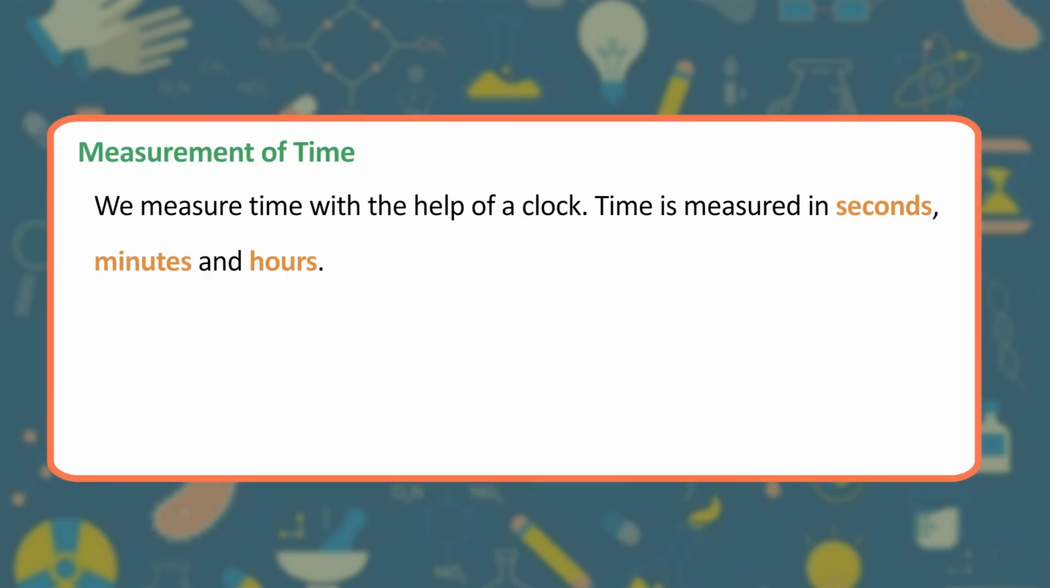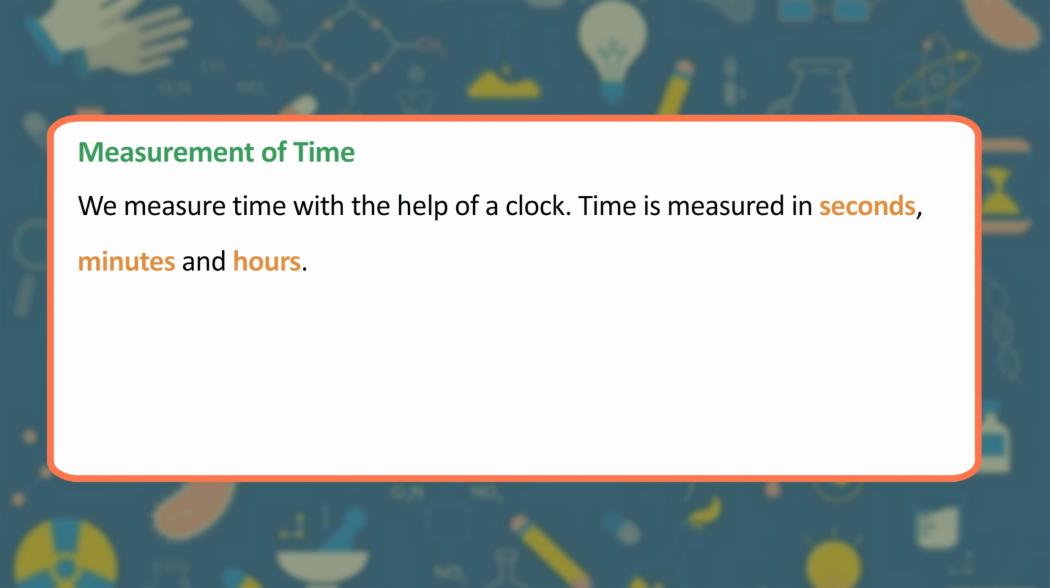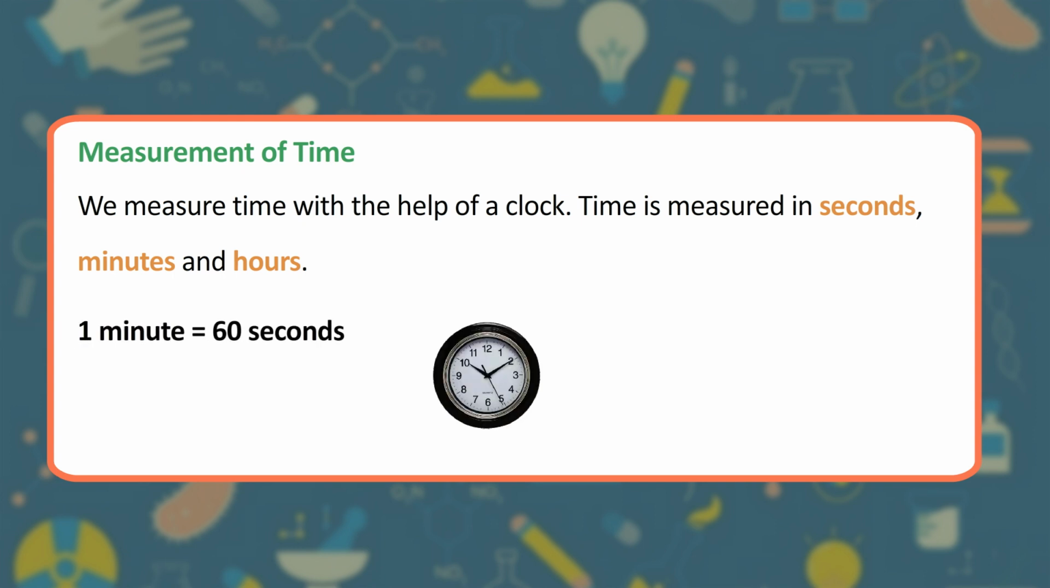Measurement of time. We measure time with the help of a clock. Time is measured in seconds, minutes and hours. 1 minute, 60 seconds. 1 hour, 60 minutes. 1 day, 24 hours.